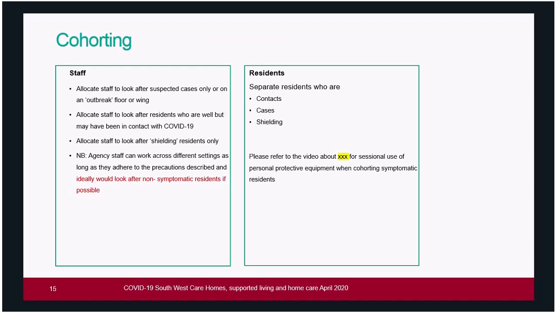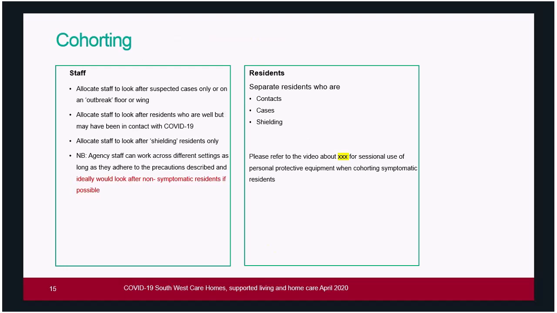So cohorting refers to a grouping of residents or staff together in one area or unit or wing of the home according to infection status or risk. This may be required if you lack single room accommodation or if there's an outbreak in the home. Your ability to cohort depends on the type of accommodation you have and the characteristics of the residents, but you might want to think about how this could work for your home. And here are some principles to consider.